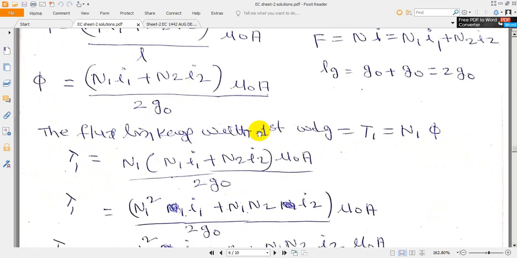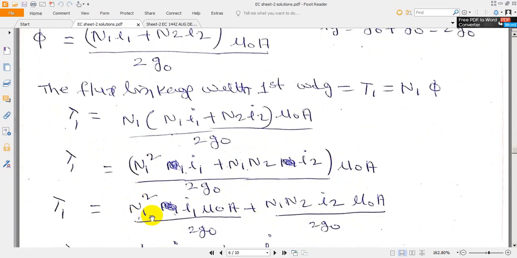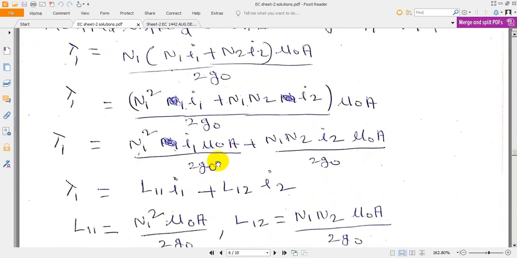Substitute it here. When you substitute here, N1 into N1, N1 square I1 plus N1 N2 I2 divided by 2G0 into mu naught, you will get this. Now if you elaborate this, you will get N1 square I1 mu naught A by 2G0. This we are making separate. Multiply this complete parameter here, and then the product of this and 2G0, you will get it here. Now it is in the form of I1 into some parameter, I2 into some parameter.